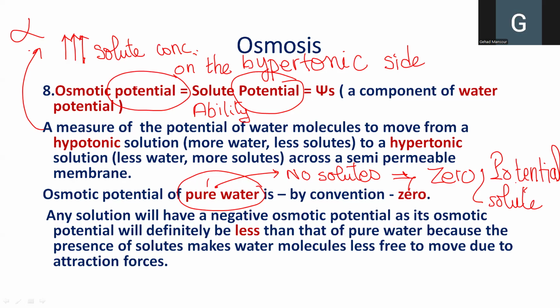Then, if pure water has zero osmotic potential, any solution will have a negative osmotic potential, because the osmotic potential will definitely be less than zero, because the presence of the solutes makes the water molecules less free to move due to the attraction forces.